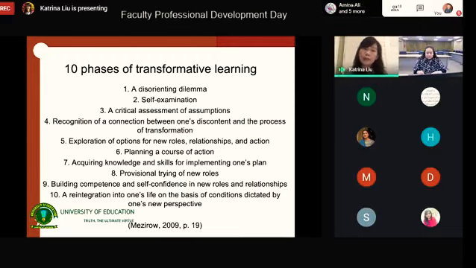And the fifth step is exploration of options for new roles, relationships, and action. And then we need to plan a course of action. And of course, we need to acquire knowledge and skills for implementing those plans. And then to have some provisional trying of the new roles. And finally, we will build competence and self-confidence in new roles and relationships, and reintegration into one's life on the basis of conditions dictated by one's new perspectives.